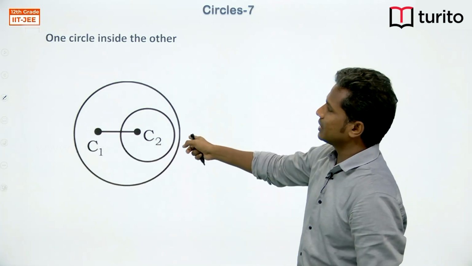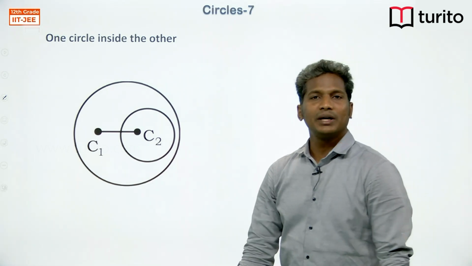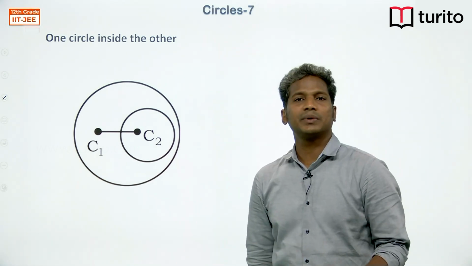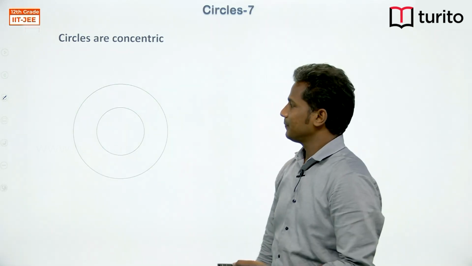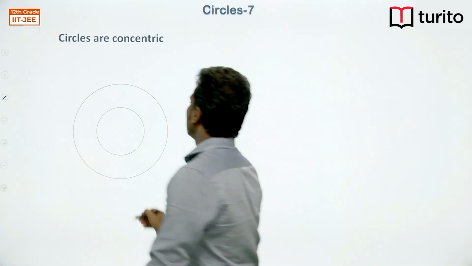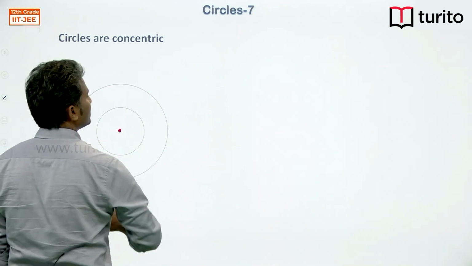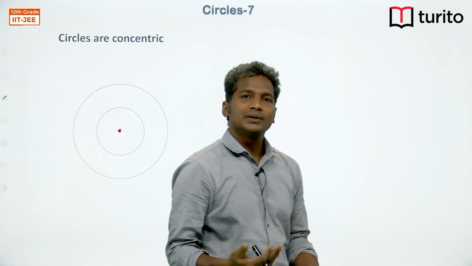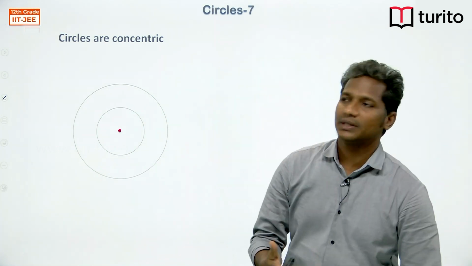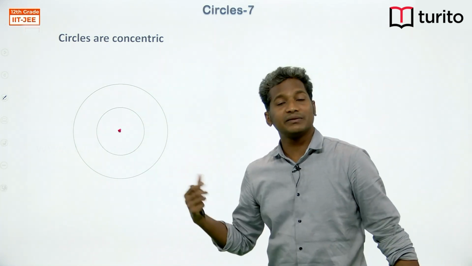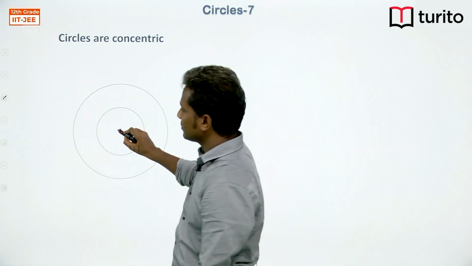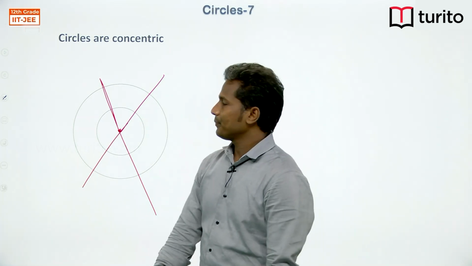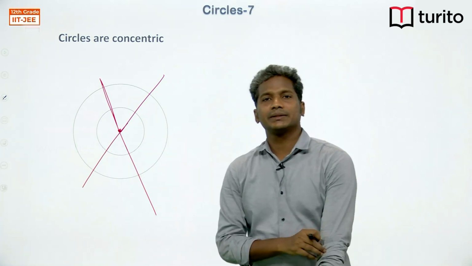Now, if one circle is inside the other, common tangents are not possible, a common normal is possible, but a common chord is also not possible. Now, if circles are concentric, that means having the same center, of course common tangents are not possible, common chords also not possible, and common normals are infinite, because any line passing through the center is going to be a common normal. But what about the conditions?